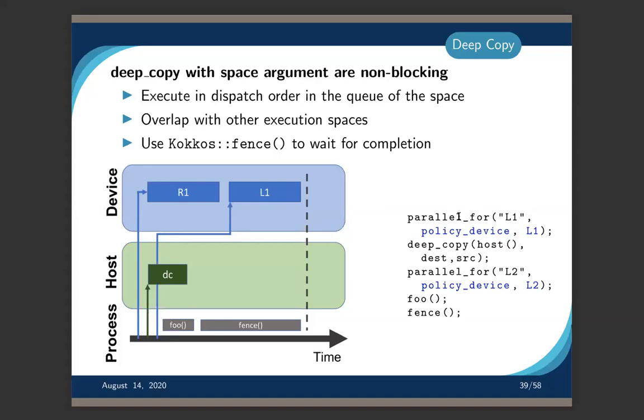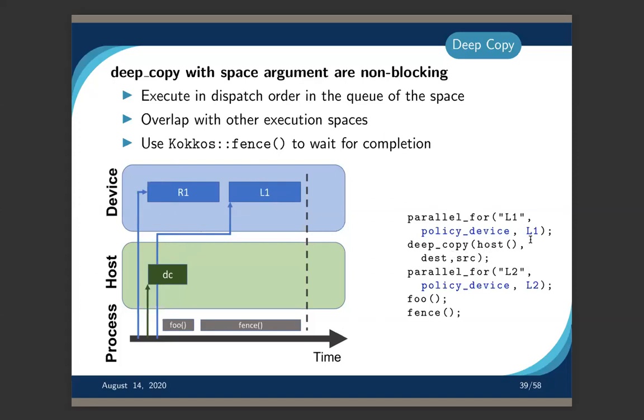And actually, this is reality what happens if you compile for CUDA. What our deep copy does there is it actually has, under the hood, some mechanism to essentially do an asynchronous CUDA memcopy, which overlaps with all the work we dispatched, right? And also is asynchronous to the host. So this actually can happen, right?